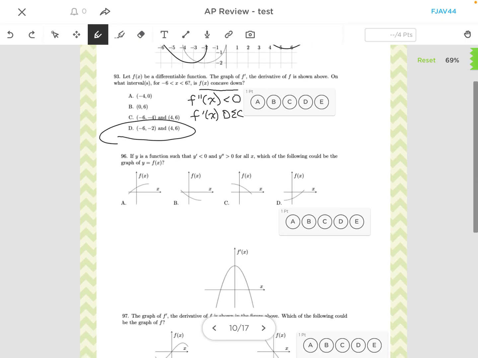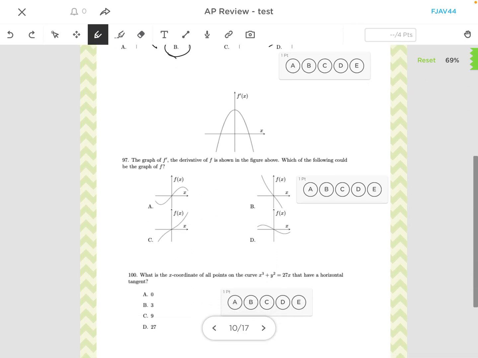Next one, number 96. I want to know which of these could be y if we know y prime is less than 0. So what does that tell me about the original? The original graph is decreasing. So that rules out A and D. But then we also know that y double prime is positive, so that means the original graph y is concave up, so that only leaves me with B.